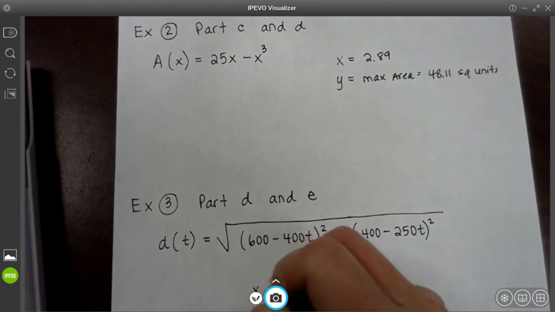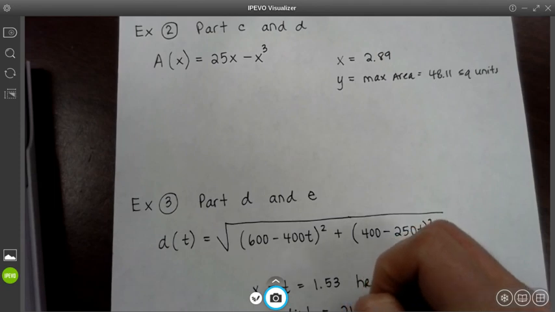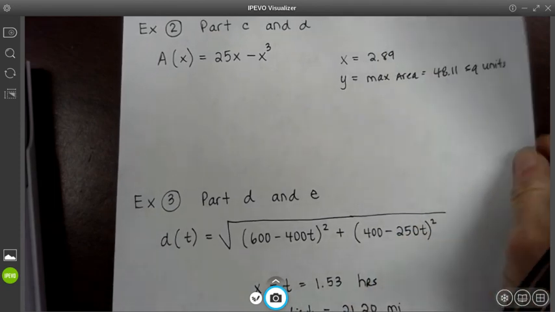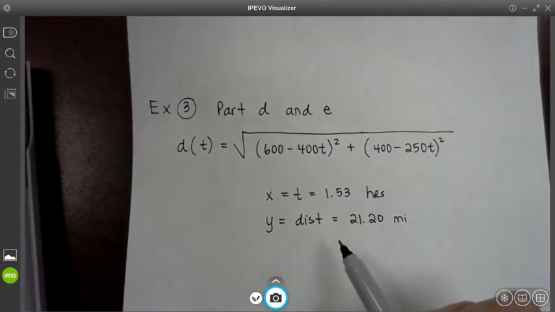And then y, which is equal to the distance in between those two planes, is going to be 21.20 miles, the closest those planes will come to each other, okay? And that's how you would use your graphing calculator to solve that part of the problem.